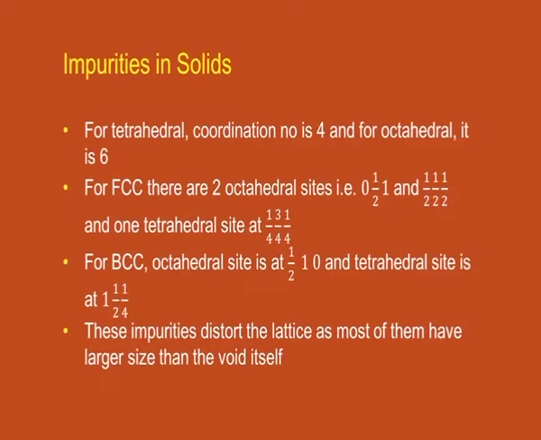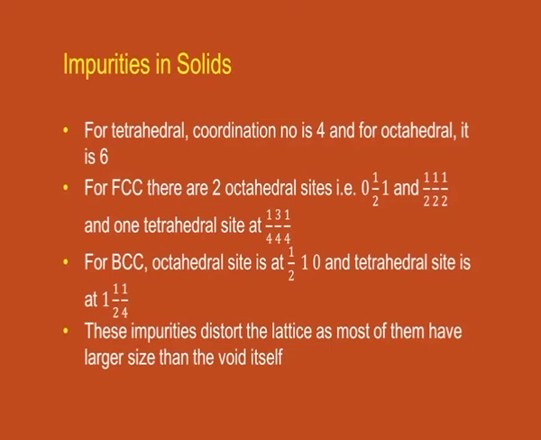So, these impurities distort the lattice, as most of them have larger size than the atoms in the lattice. As we discussed, the presence of interstitials in the lattice structure distorts the environment around the particular interstitials, and since most of the interstitials are larger in size than the atoms in the lattice structure, we can expect that the crystal will get distorted.